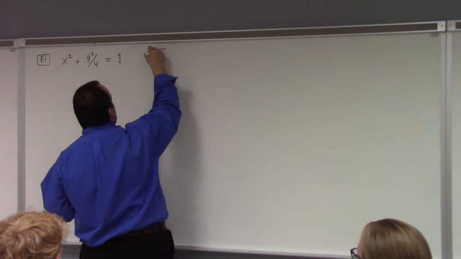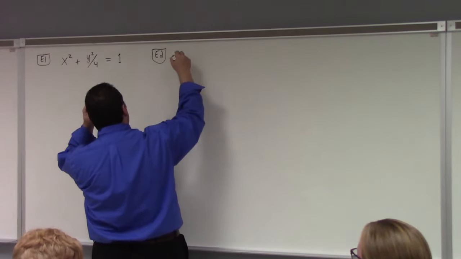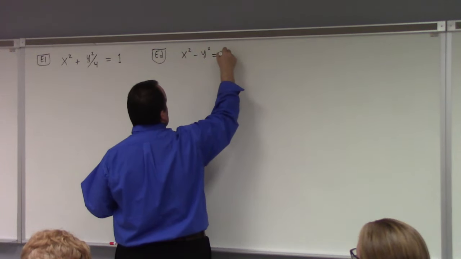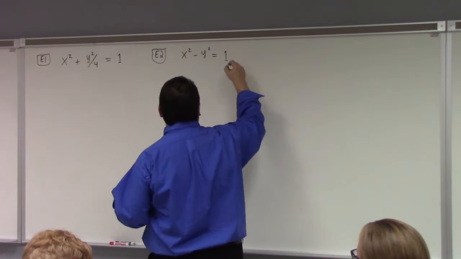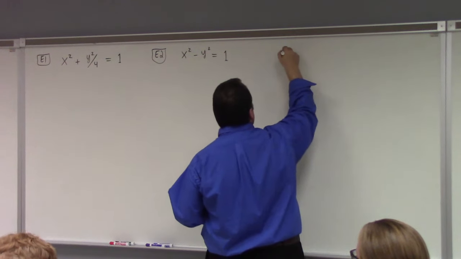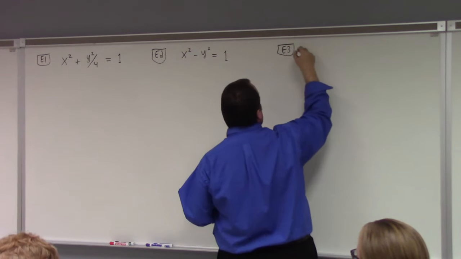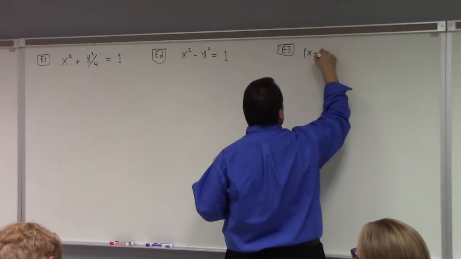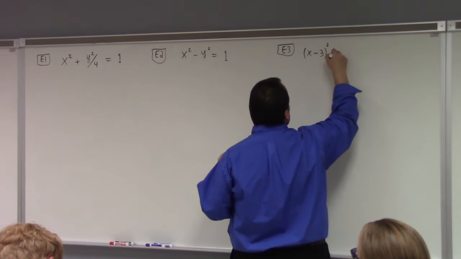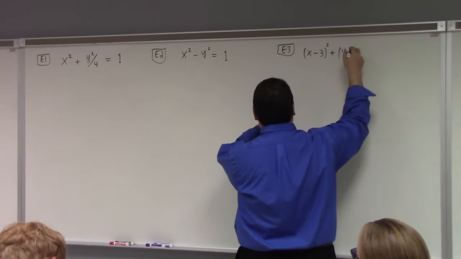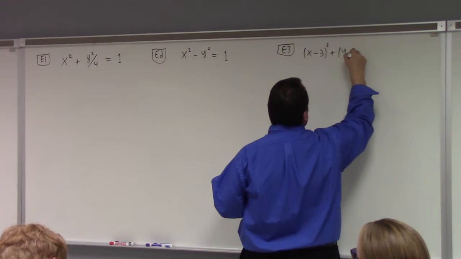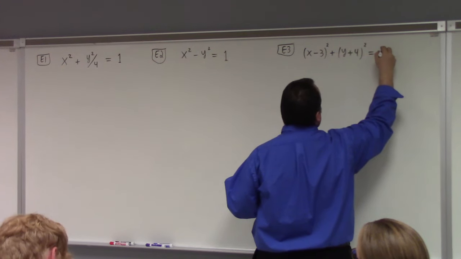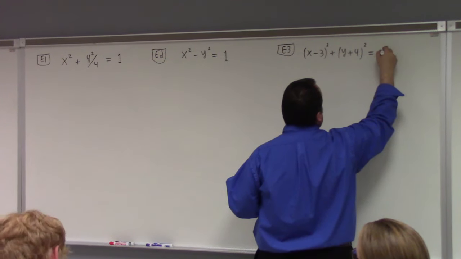Thank you. Example 2, we're going to look at x squared minus y squared equals 1. And then example 3, we're going to look at x minus 3 squared plus y plus 4 squared equals 9.